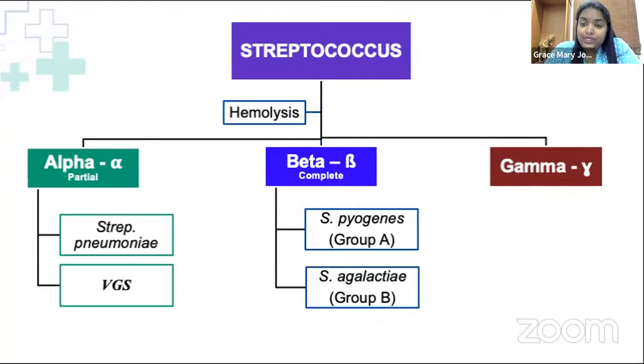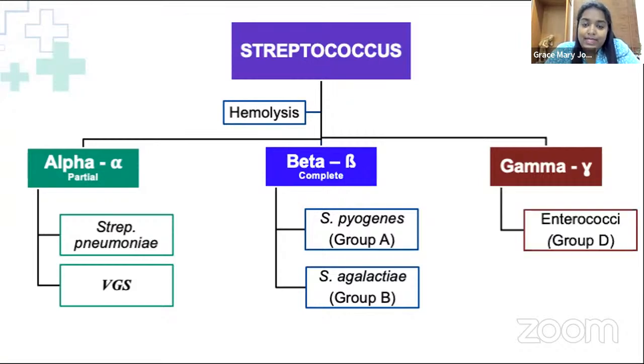Now, the third one is the group of organisms, the Streptococci, that does not cause any kind of hemolysis. It includes group D, which is Enterococci, and our Streptococci, that is Streptococcus bovis. So what you see here is the group A, B, D, and all that.